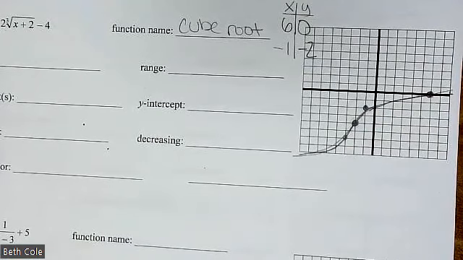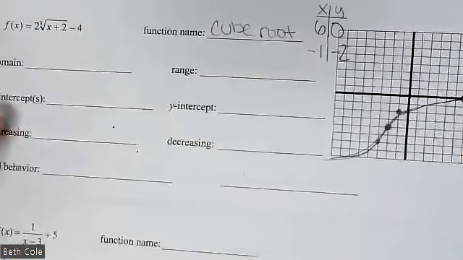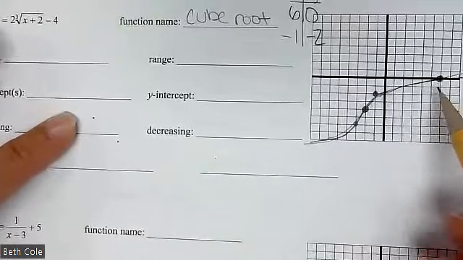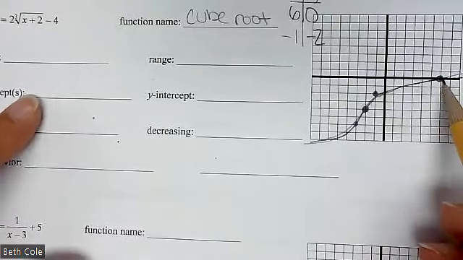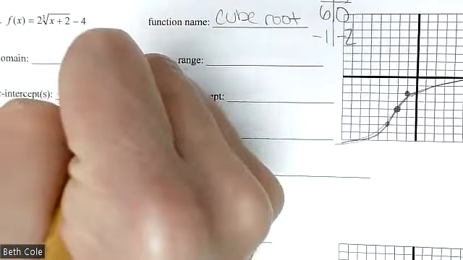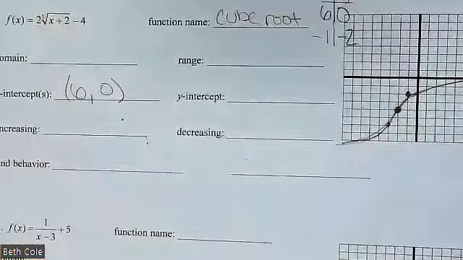On this one, we're just going to do the intercepts. Again, I'm just trying to pick out the hardest stuff. X-intercept. Where does our graph touch the x-axis? (6, 0). You have to write it as an ordered pair.